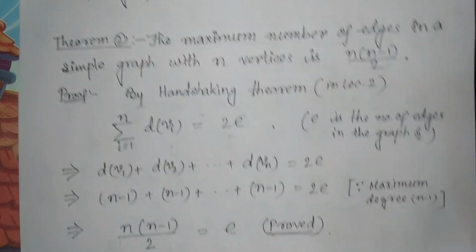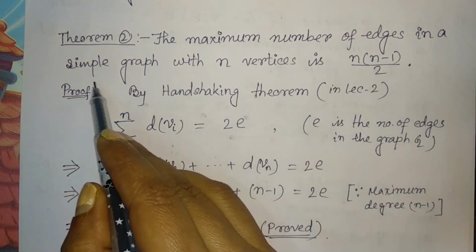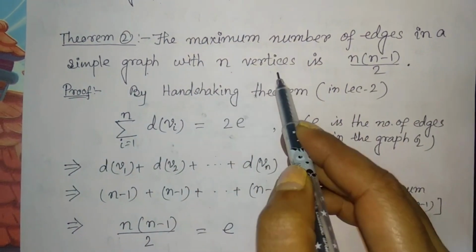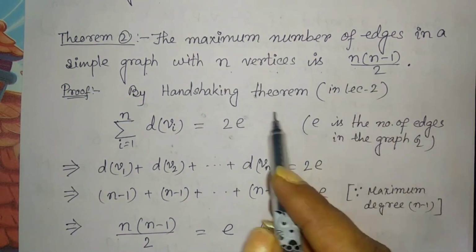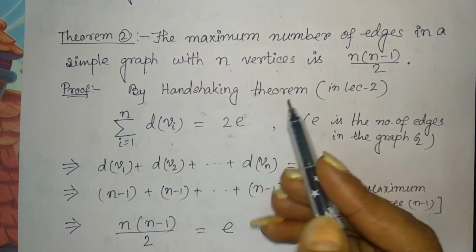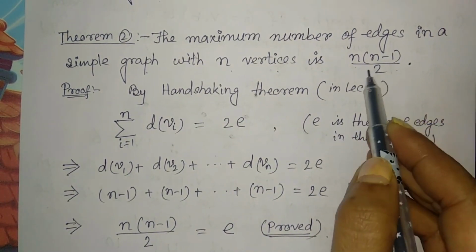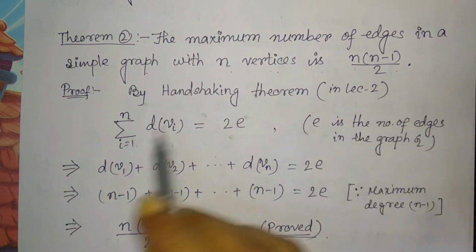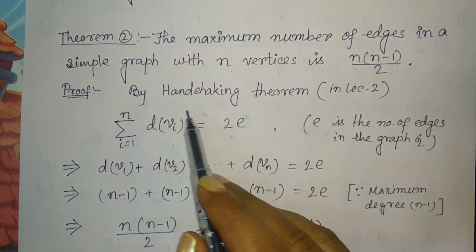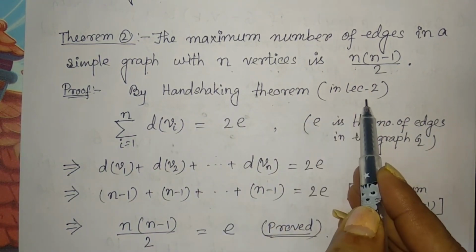Now the second theorem from here is: the maximum number of edges in a simple graph with n vertices is n(n-1)/2. Again, as it is a simple graph, we can't say the exact number of edges is this, but the maximum number of edges is n(n-1)/2. For the proof, we can use the handshaking theorem, which we discussed in our lecture number 2.